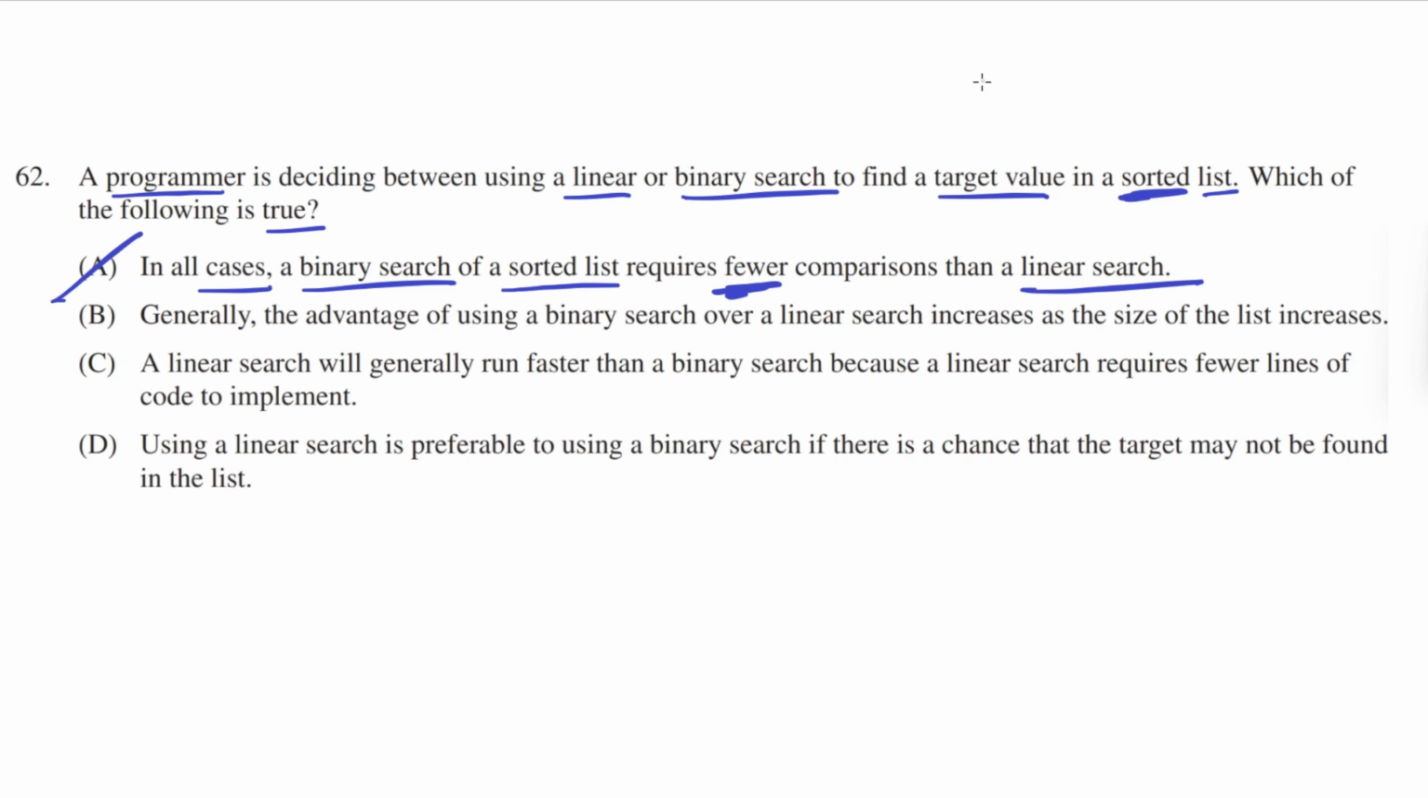So the binary search keeps splitting a list in half over and over again until it finds the target element, while a linear search just simply goes through every single element from the first element to the last to find the target element. So that means in cases where the target element is the first element in the list, the linear search will take much fewer comparisons than a binary search will.